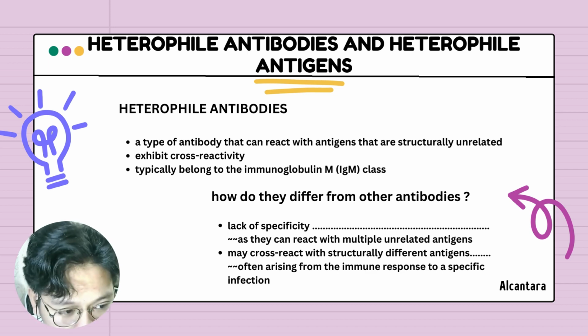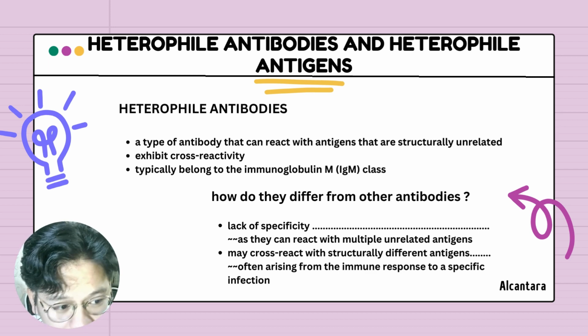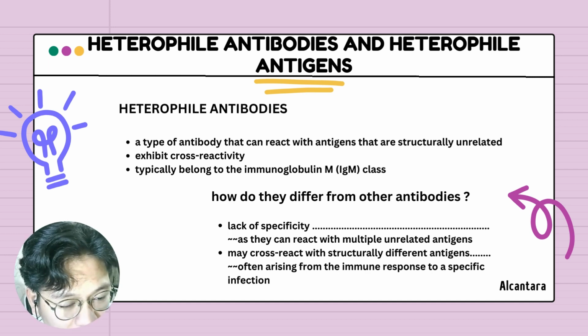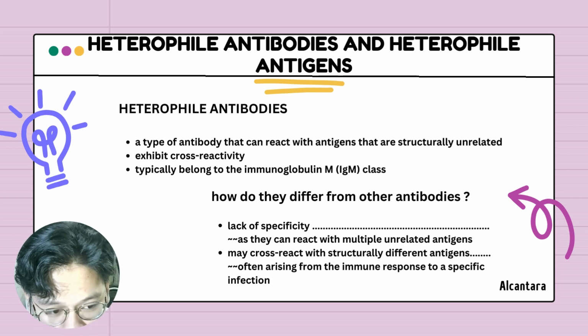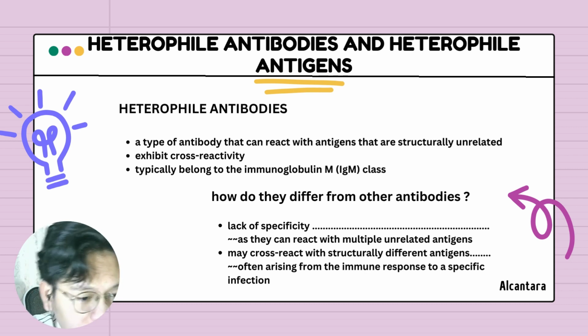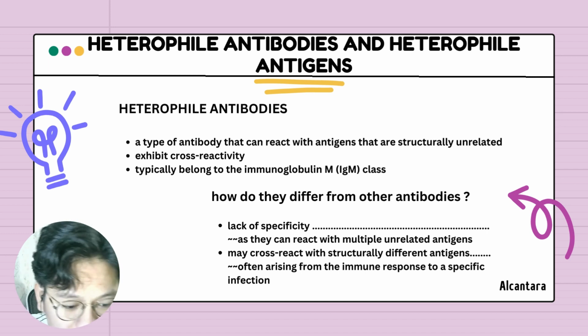Conversely, heterophile antigens are substances from one species that can stimulate the production of antibodies in another species. These antigens can trigger an immune response leading to the formation of heterophile antibodies. The relationship between heterophile antibodies and heterophile antigens becomes particularly important in the diagnostic setting.